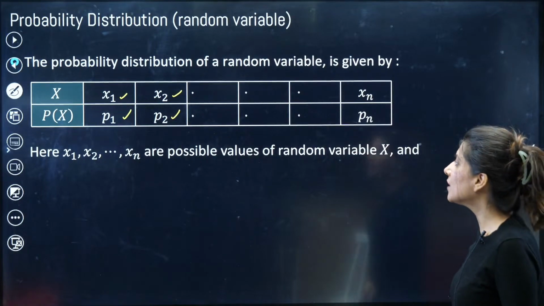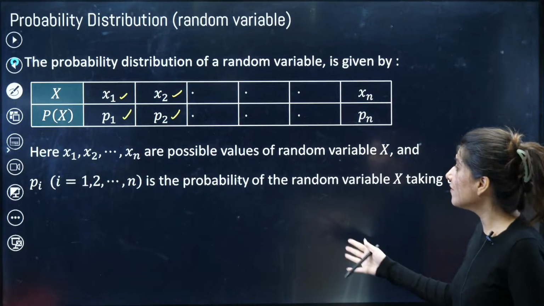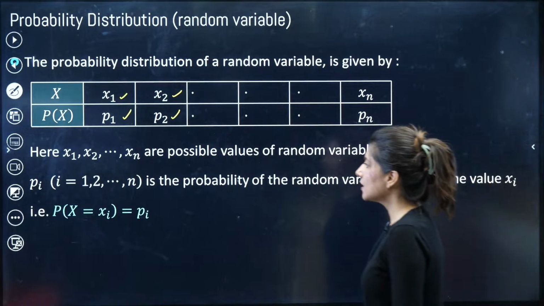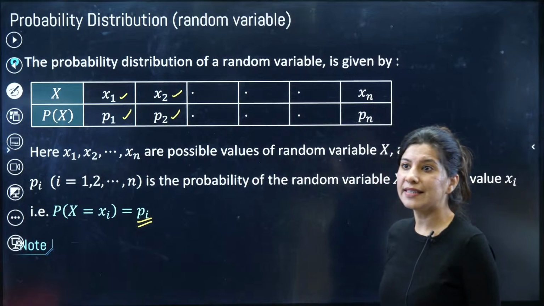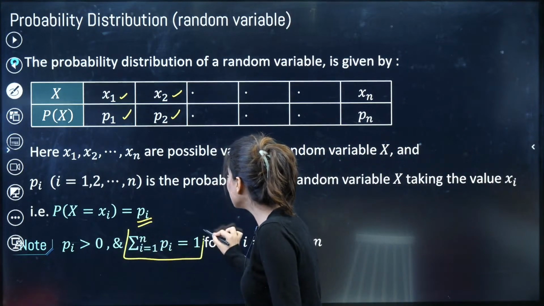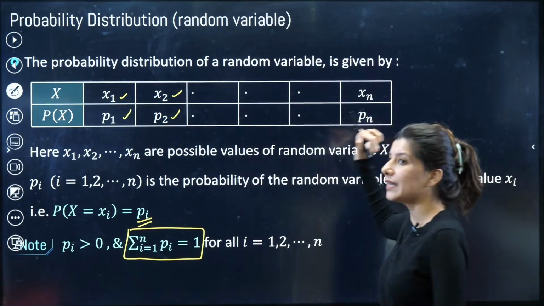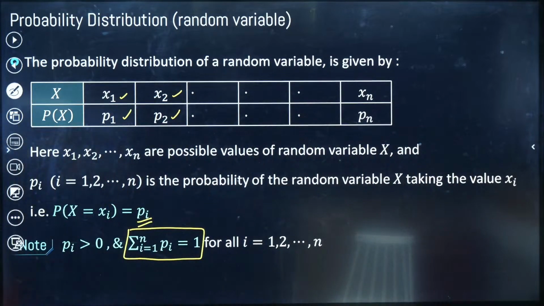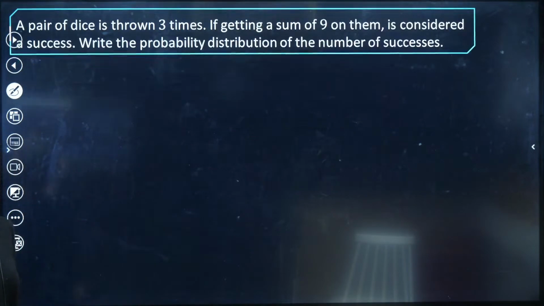It depends on how many values the random variable can take, and depending upon that, what the probabilities are. So x1, x2 and so on are the possible values of the random variable X, and p1, p2, p3 are the probabilities. The sum of all probabilities is always 1. Please remember, for a probability distribution, p1 plus p2 and all the way up to pn is always 1. Very important. All the probabilities should be positive, obviously.